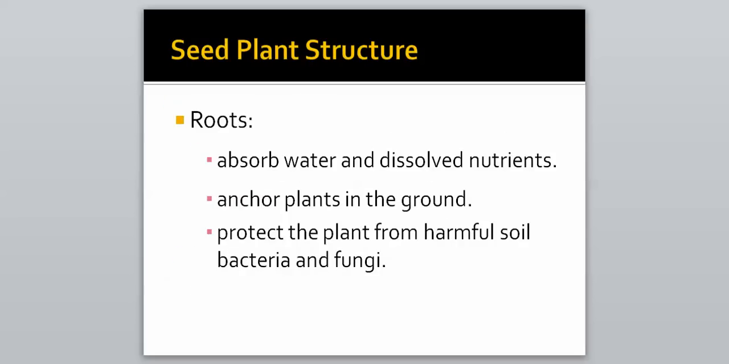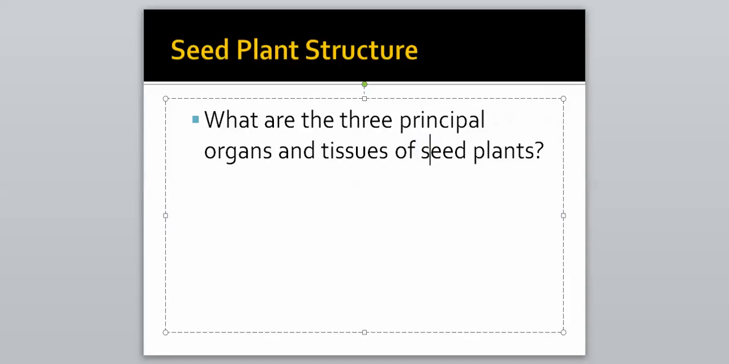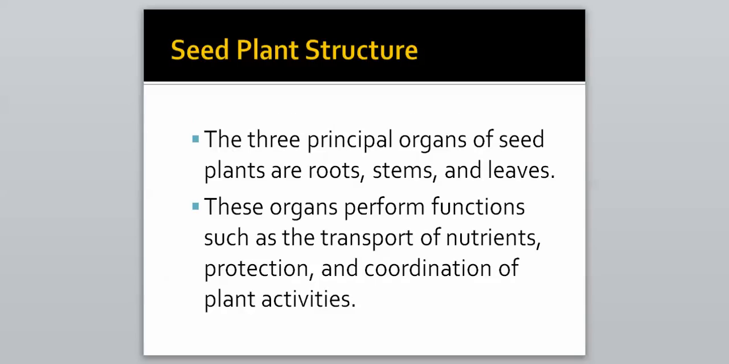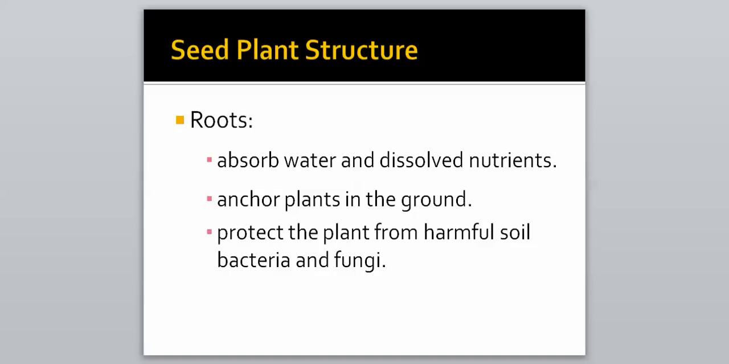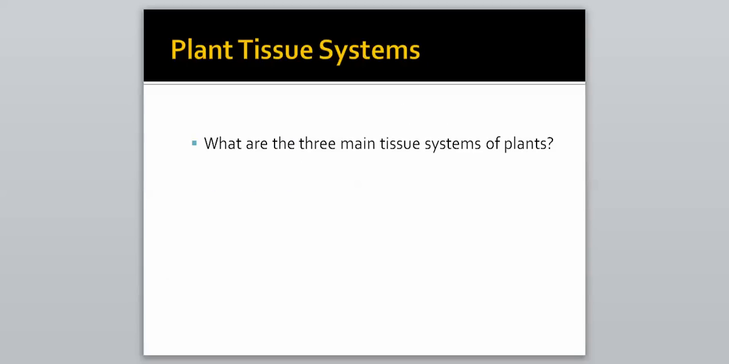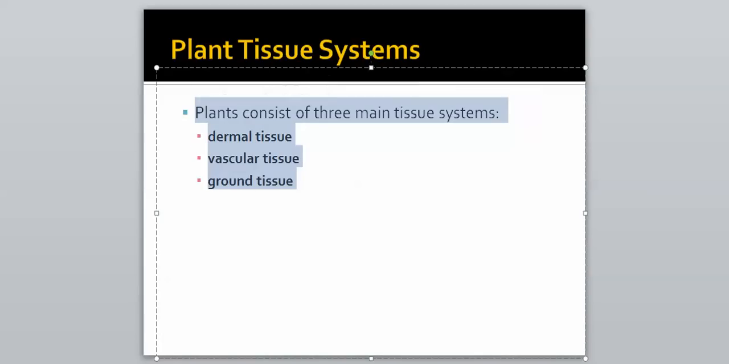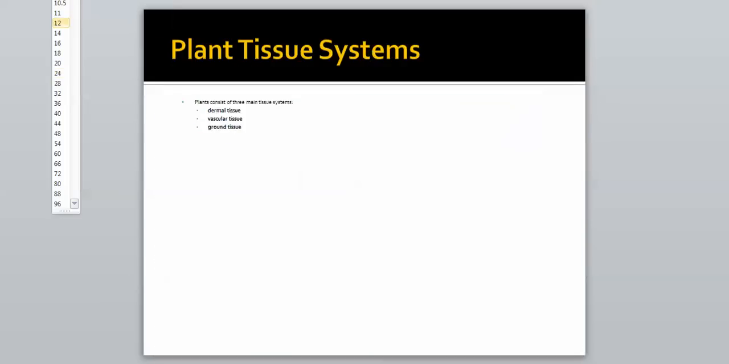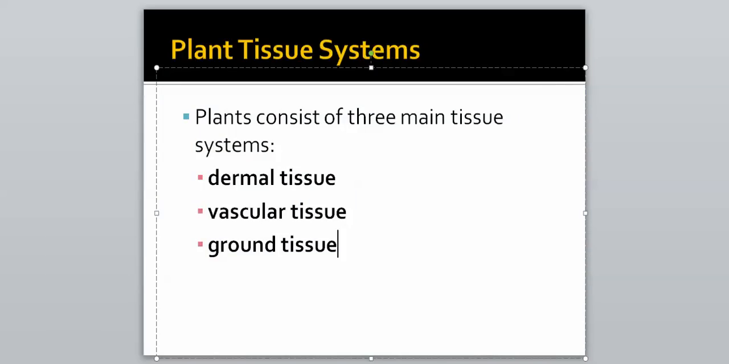And remember, these are not in all plants, these are just of the seed plants. So don't forget that. We're not talking about our bryophytes here, we're just talking about the seed plants. And we're not talking about the ferns either, because they did not have seeds. So we're talking about gymnosperms and angiosperms here. And so our three main tissues that we have are dermal tissue, vascular tissue, and ground tissue. So here's our three: dermal tissue, vascular tissue, and ground tissue.